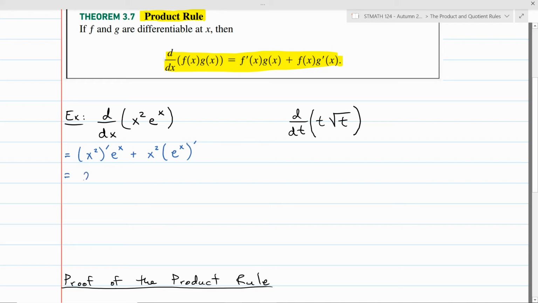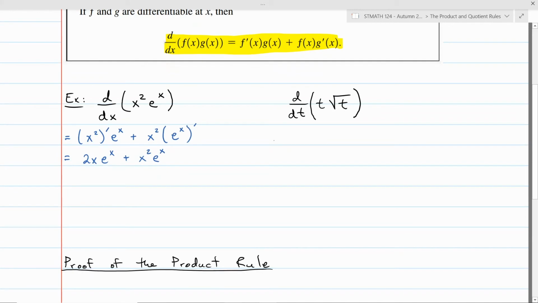And so then, yeah, we can differentiate these things. The derivative of x squared is 2x. So we get 2x e to the x plus, then we have x squared, and the derivative of e to the x is e to the x. And there it is. On the second example, we could express that as the first term's derivative, so t prime, then multiply times the square root of t left alone, plus, then you've got t, and then you multiply times the derivative of square root of t. The derivative of t is just 1.